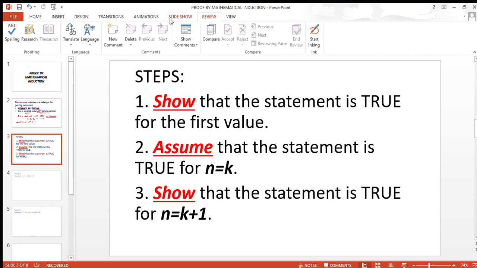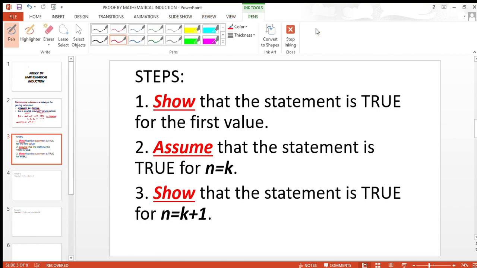The first step is to show that the statement is true for the first value. So what is important in the first step? We need to show that the statement is true for the first value of whatever theorem or whatever statement is given. So whatever first natural number is needed in the theorem, that is what we will be using for step number 1.